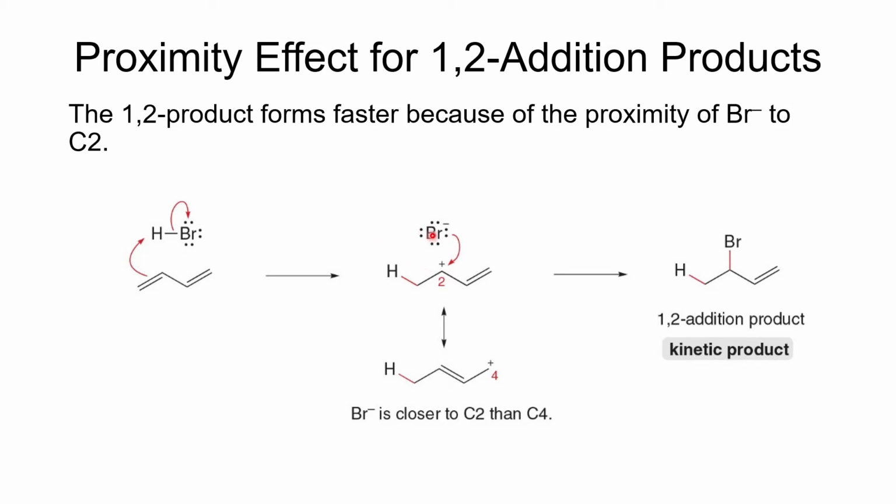And so that bromide, because it's so close to carbon 2 at low temperatures, is more likely to react with carbon 2, even though that's going to give us a higher energy product. So that bromide would have to migrate a little bit to get over to carbon 4. That said, even at low temperatures, we're going to get a significant amount of these bromide anions reacting with carbon 4, which is why we get about 20% of the thermodynamic product, even at those really low temperatures. But this is how we can get more of our kinetic product.